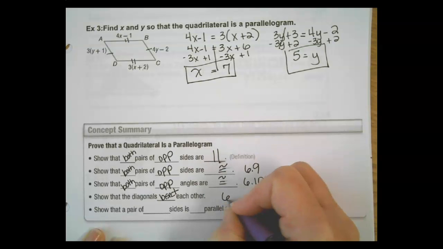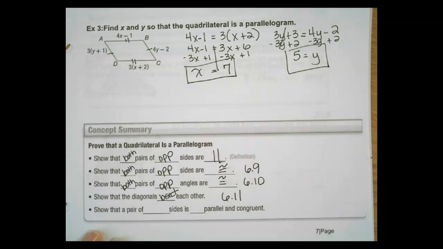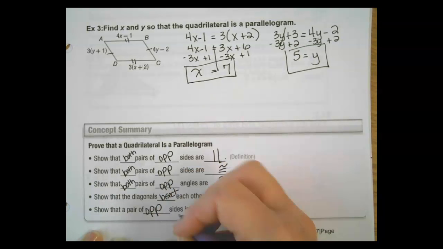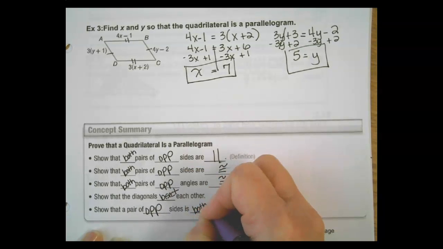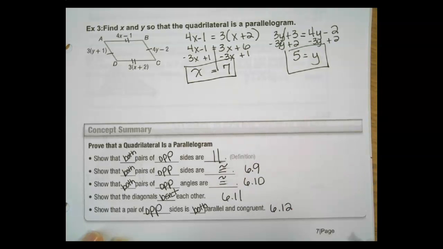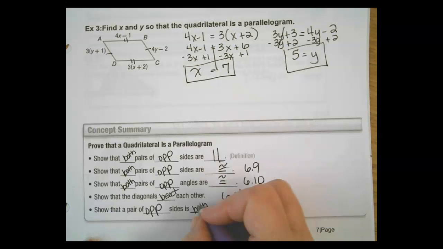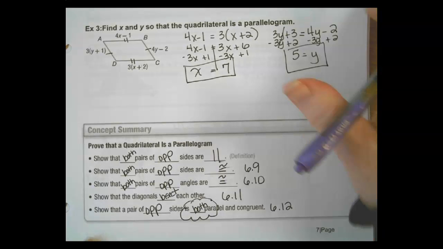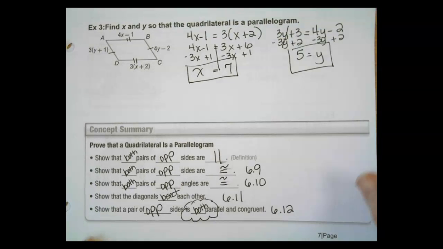That was 611. And show that a pair of opposite sides is both parallel and congruent is 612. So that's both. All right. This wasn't so bad.